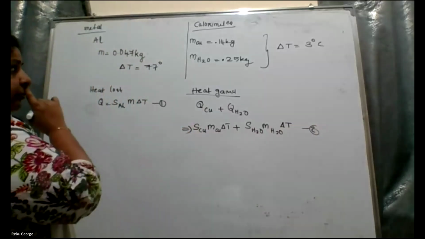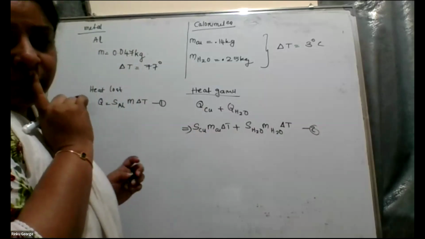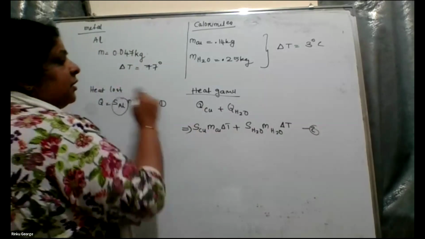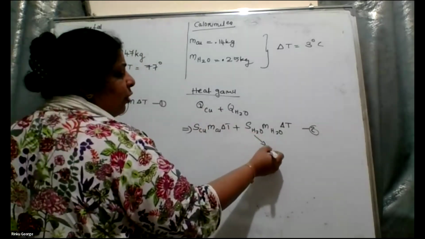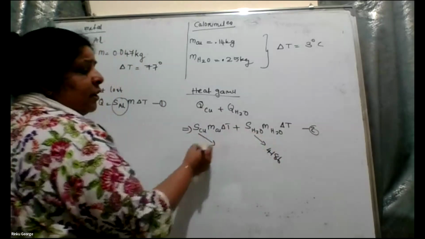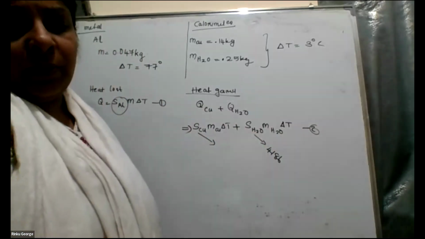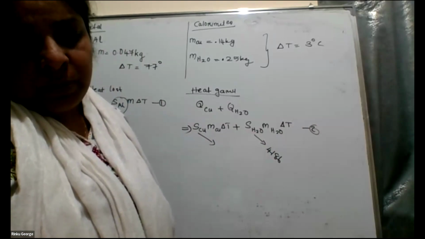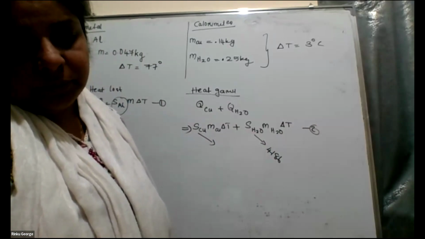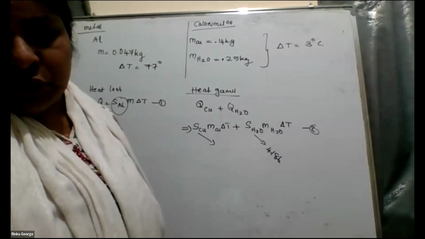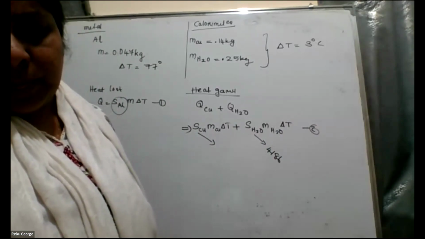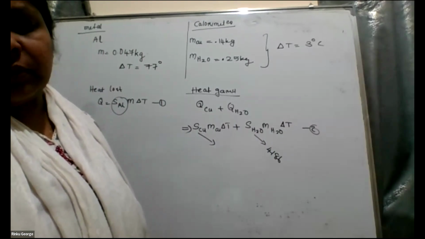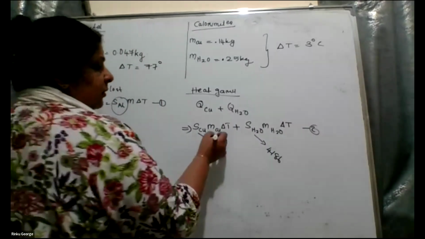Okay, here what do you need to find? Specific heat of aluminum you need to find. Specific heat of water you should know, 4186. And specific heat of copper should be given in the problem; then only you will be able to do it. It's not given here, but it should be given. It will be given for you. 386.4. You take it as 386.